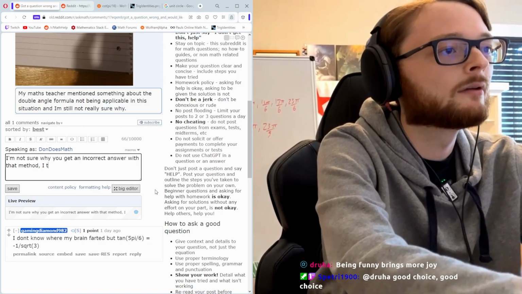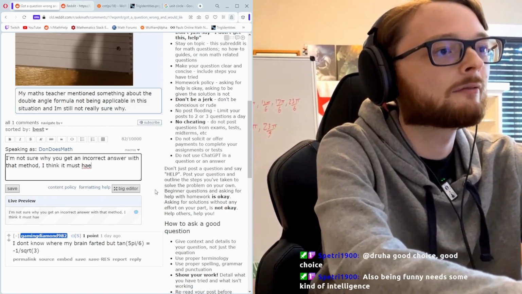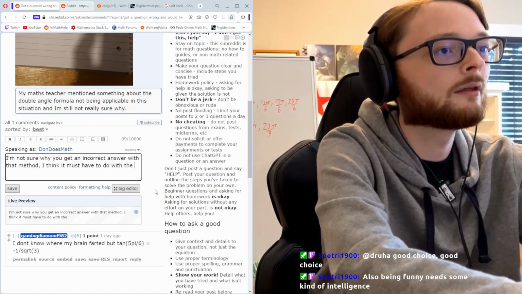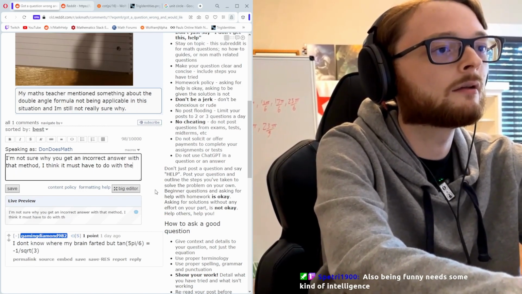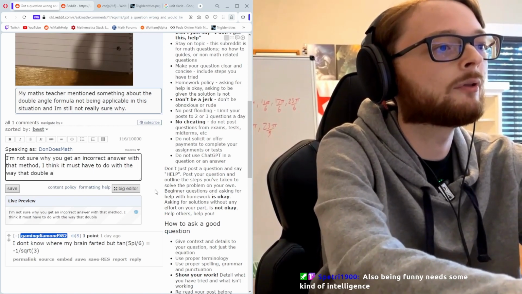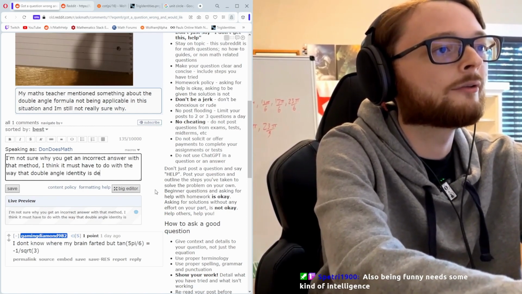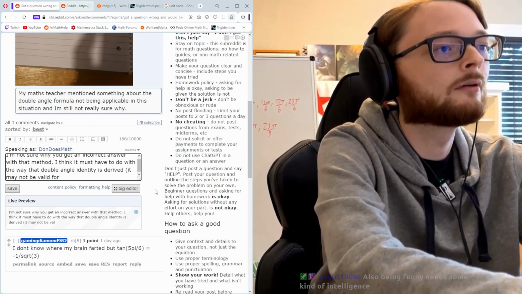That method, I think it must have to do with the way that double angle identity is derived. It may not be valid for all theta.